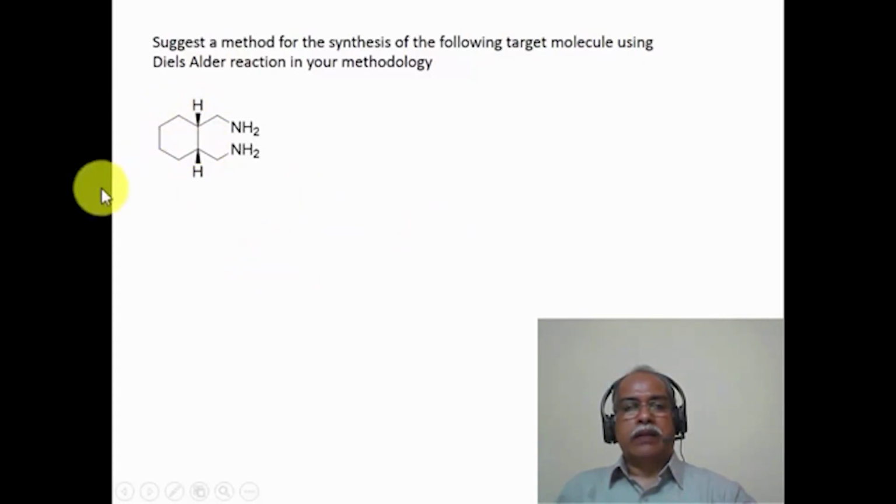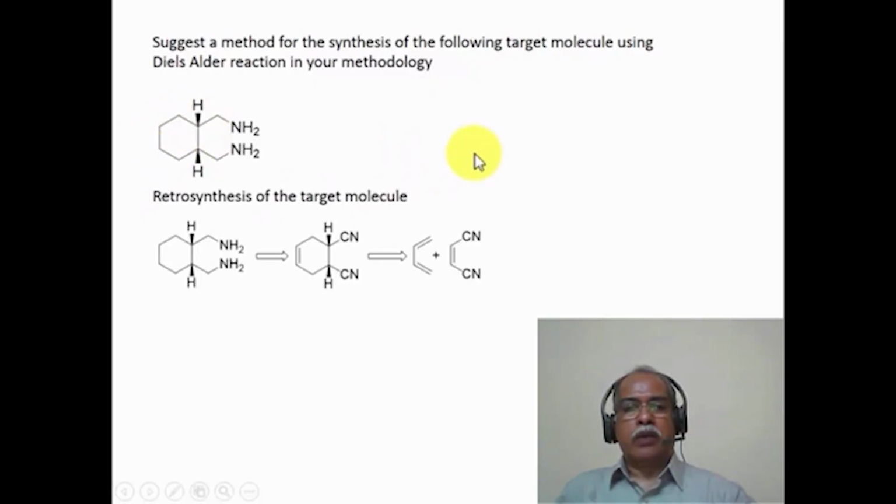However, Diels-Alder reaction gives you a cyclohexene derivative, not a cyclohexane derivative. That means after the Diels-Alder reaction, some other chemical reactions have to be performed to saturate the double bond into a saturated molecule, which is a cyclohexane. So now if you do a retrosynthetic analysis, if you form this ring by a Diels-Alder reaction, this would be the precursor Diels-Alder adduct that one needs to consider.